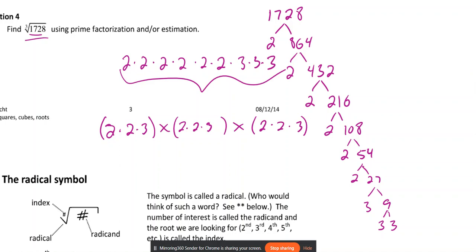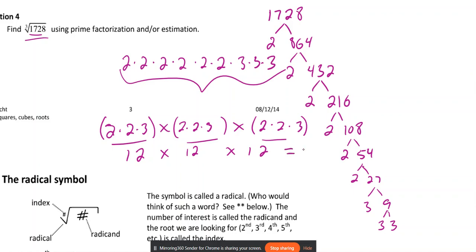Okay, so if this is the case, if I was able to just rewrite all these 2s and 3s into even amounts for each, what would the cube root be then? Yeah, 12, right? Because 2 times 2 is 4 times 3 is 12. This is the same thing as 12 times 12 times 12.